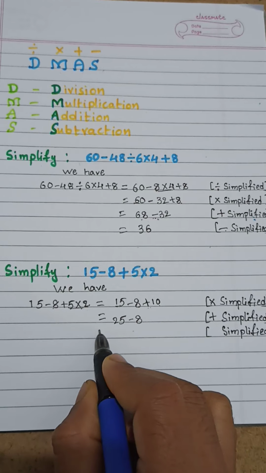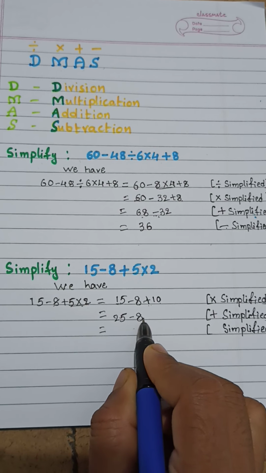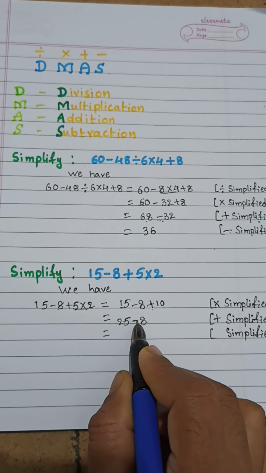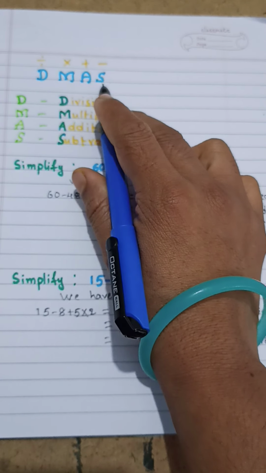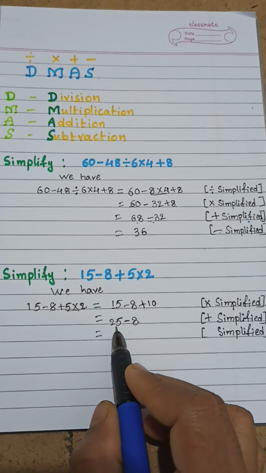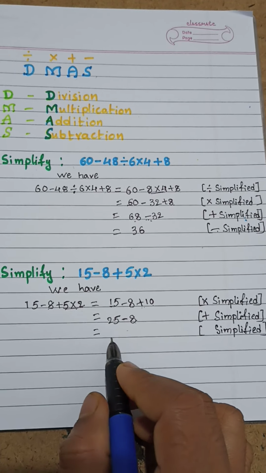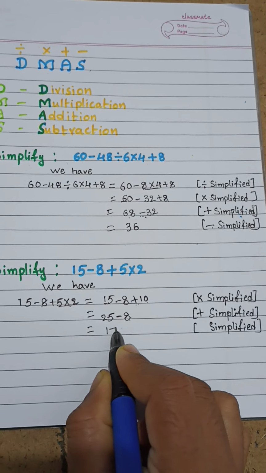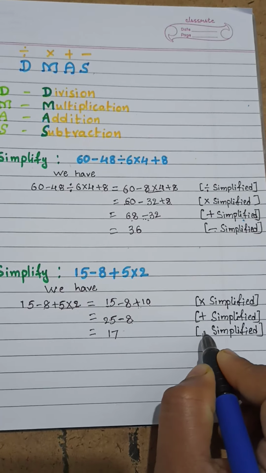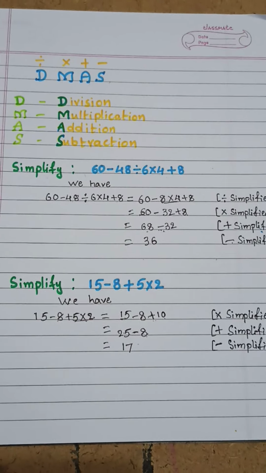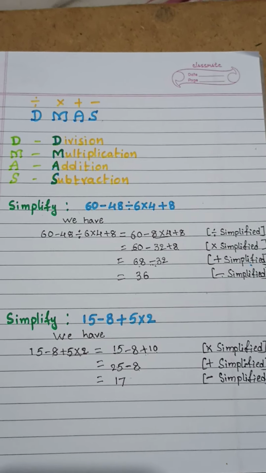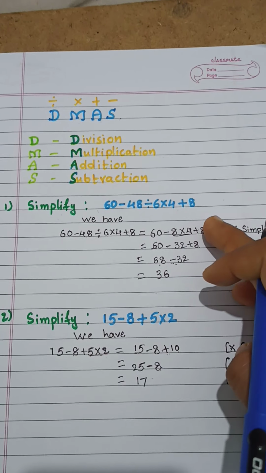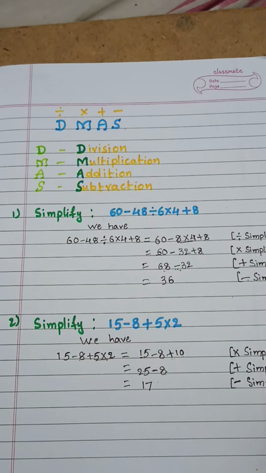Next, the last step, 25 minus 8. In this step, minus is there, right? Last in order, subtraction is there. Yes, we should subtract 8 from 25. 25 minus 8 is 17. In this step, we have done subtraction. Okay? Solve like this. Simplify the numerical expression by using the MDAS rule.